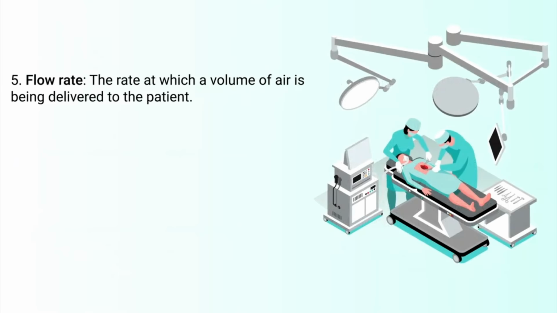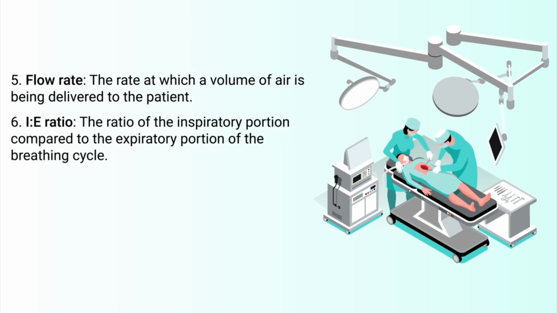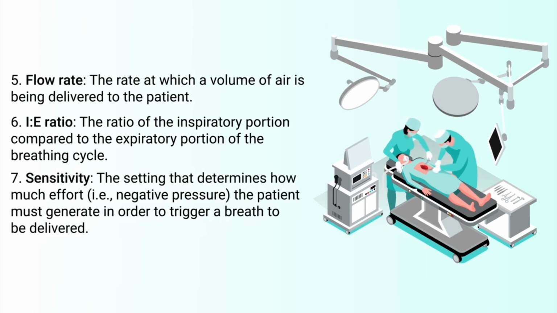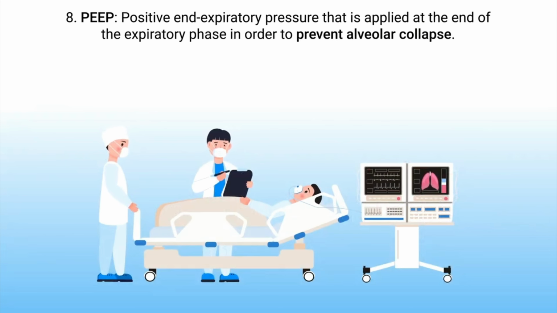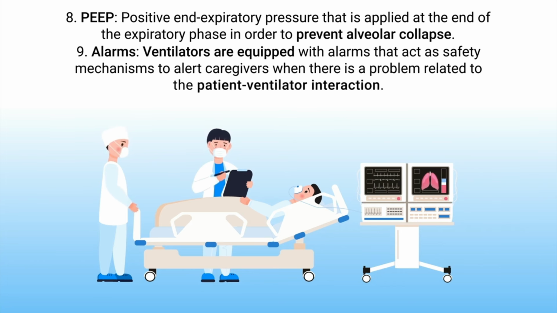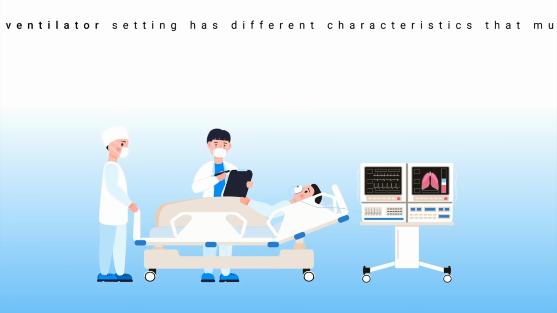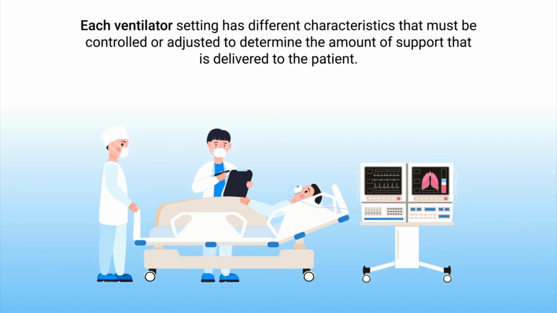Flow rate, which is the rate at which a volume of air is being delivered to the patient. Next is the IE ratio, which is the ratio of the inspiratory portion compared to the expiratory portion of the breathing cycle. Sensitivity, which is the setting that determines how much effort or negative pressure the patient must generate in order to trigger a breath to be delivered. Then you have the PEEP, or positive end expiratory pressure, that is applied at the end of the expiratory phase in order to prevent alveolar collapse. And you have the ventilator alarms. All ventilators are equipped with alarms that act as safety mechanisms to alert caregivers when there is a problem related to the patient-ventilator interaction. Each ventilator setting has different characteristics that must be controlled or adjusted to determine the amount of support that is delivered to the patient.